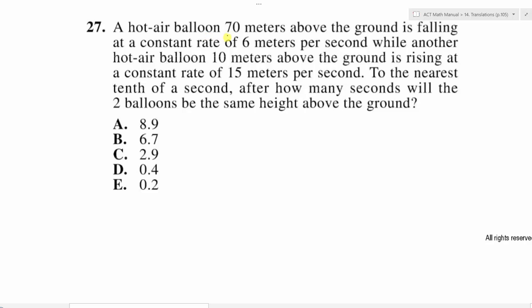A hot air balloon 70 meters above the ground is falling at a constant rate of 6 meters per second, while another hot air balloon 10 meters above the ground is rising at a constant rate of 15 meters per second. To the nearest tenth of a second, after how many seconds will the two balloons be the same height? So how many seconds to be the same height?